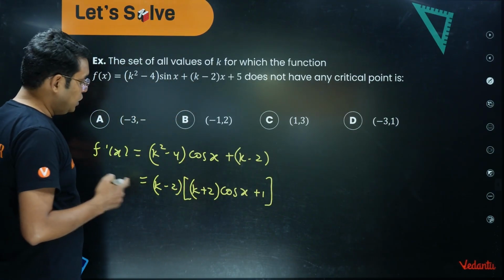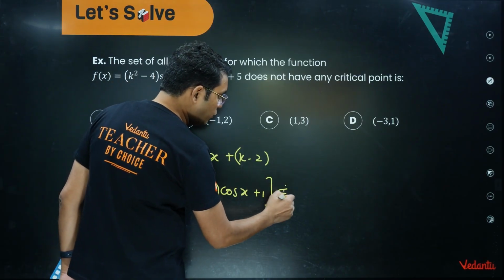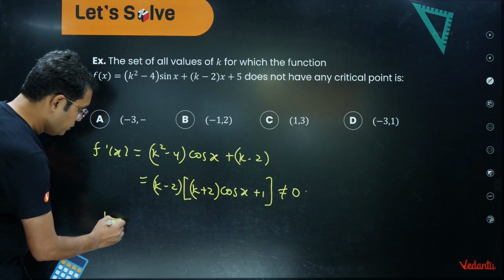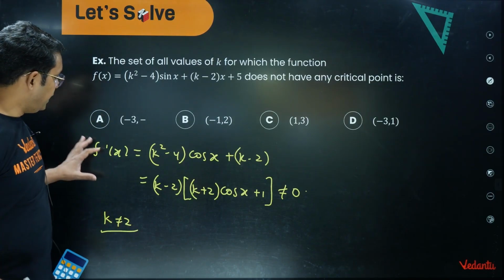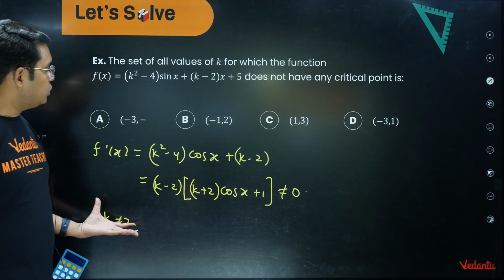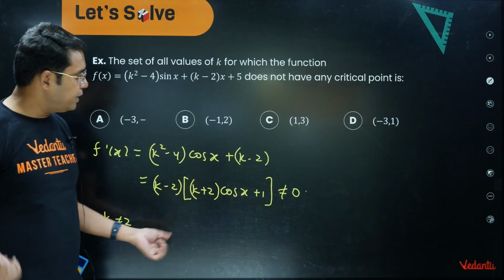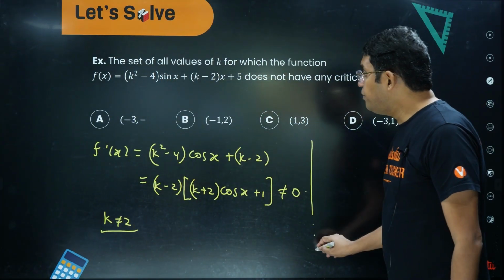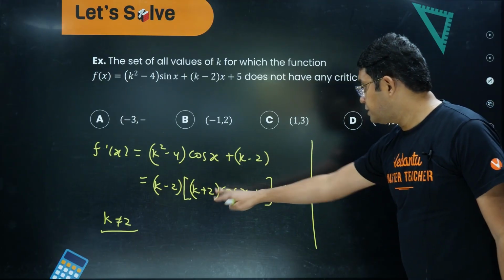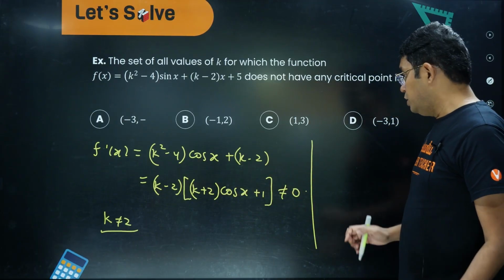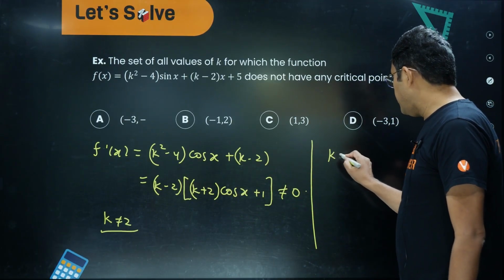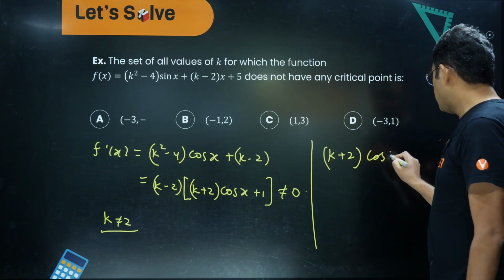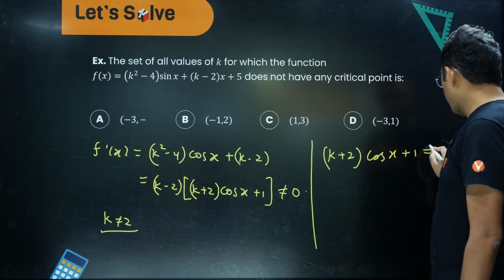Now we want this should not be equal to 0 for any x. So first of all, k cannot be equal to 2, because if k is 2, this f dash will become identically 0. So in a sense, every point will be a critical point. Then if k is not equal to 2, what will we be needing? We will be needing this should not become equal to 0. So that means (k plus 2) cos x plus 1 should not be equal to 0.